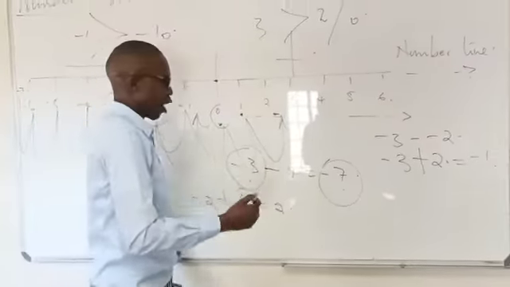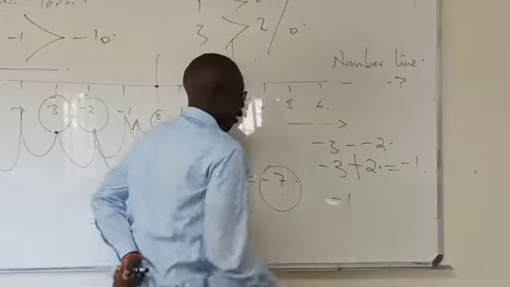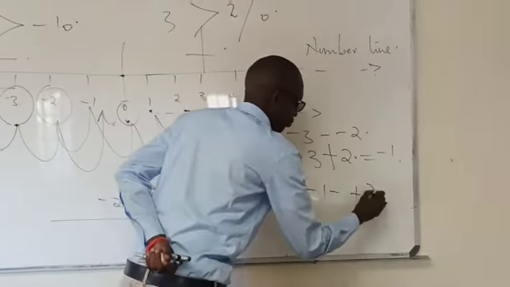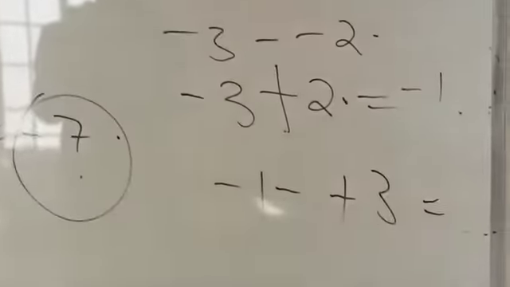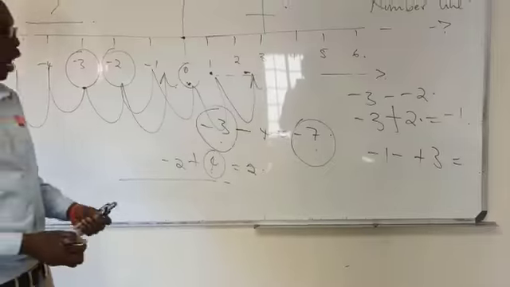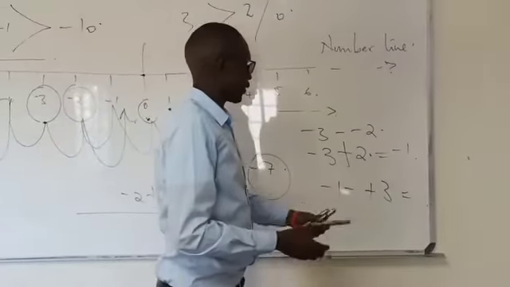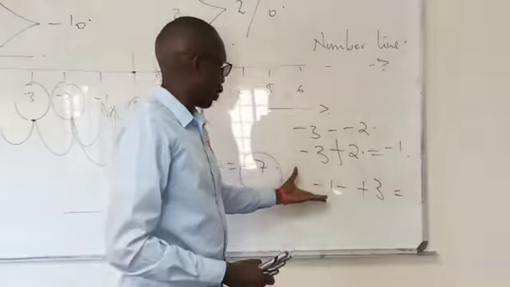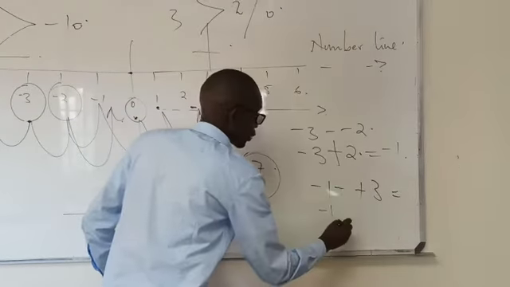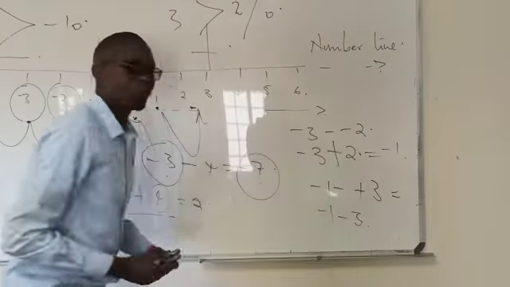Right, now let's say we are having minus 1 minus 3. I will say minus 1 plus 3. Minus 1 plus 3. What do I have now? If this is the situation, I say minus 1 plus the 3, we are saying it is being simplified to be minus 1 minus 3. Why are we saying so?